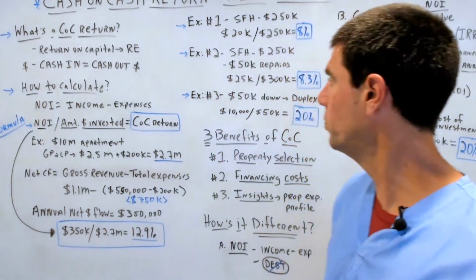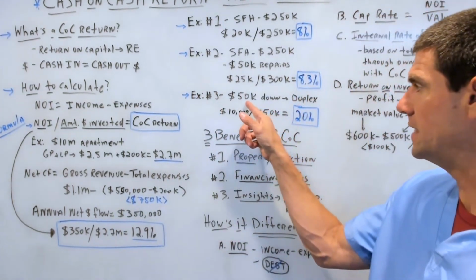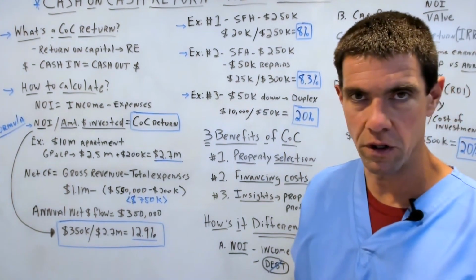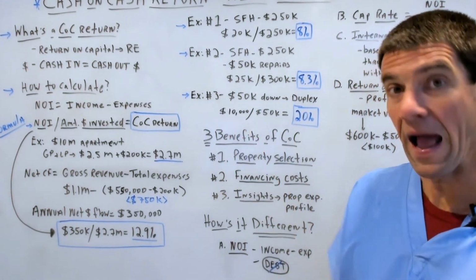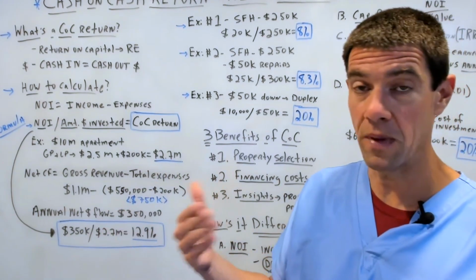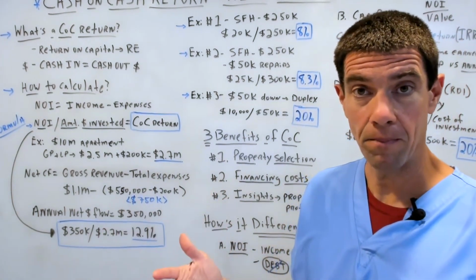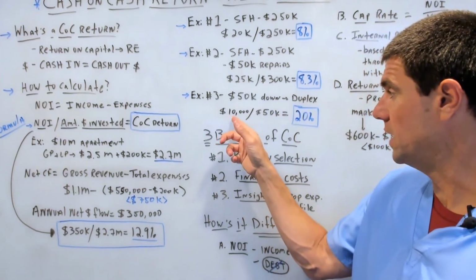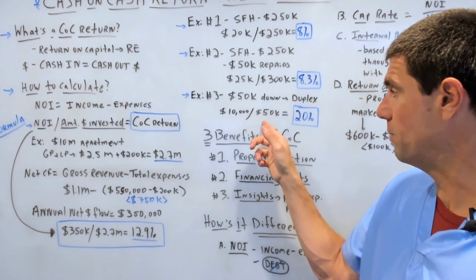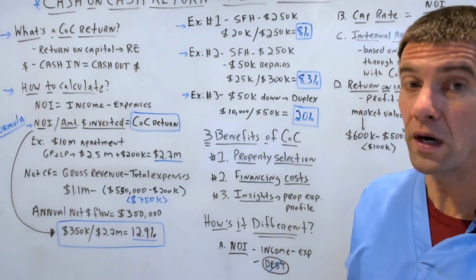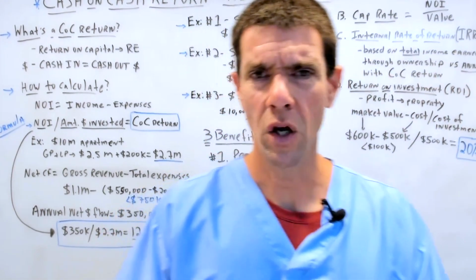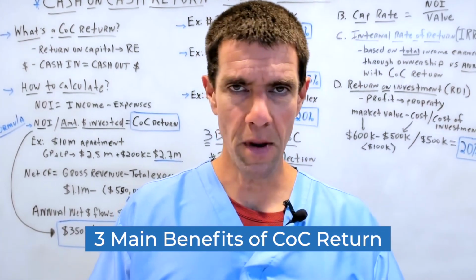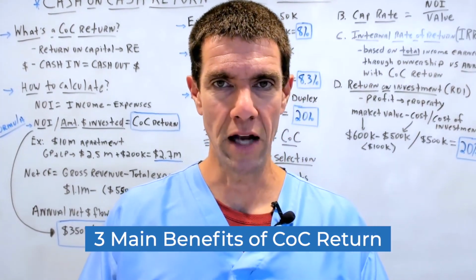He's actually able to put down, he finds a duplex. He's able to put down $50,000 on a duplex that has a $10,000 annual cash flow after debt. Okay, so after he's paid his mortgage and all that, $10,000. So $10,000 divided by the 50K he put down, he actually has 20% cash on cash return. Thus, you see the power of leverage. So what are some of the benefits? So let's talk about the three main benefits of cash on cash return.